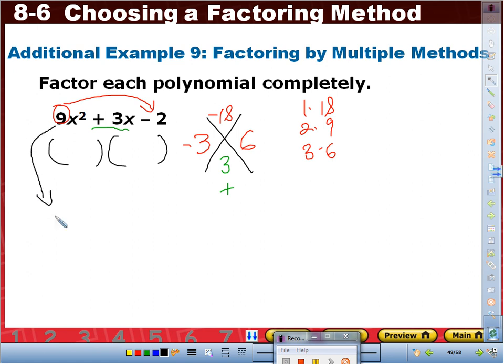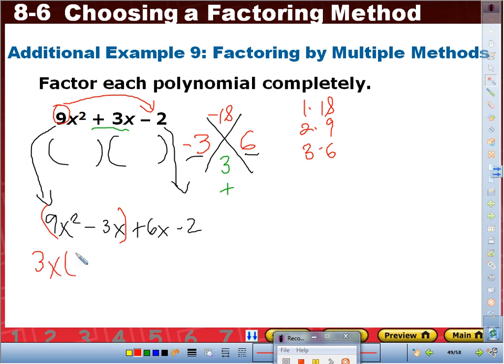So bring down the first term, 9x squared. Then it's minus 3x. I got it from here. Then plus 6x. Then at the end, minus 2. Let's group. What's our GCF for these two? 3x. We're left with 3x minus 1. What's our GCF for these two? 2. And we're left with 3x minus 1.